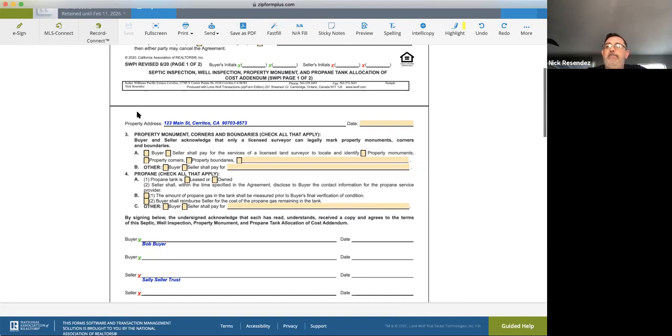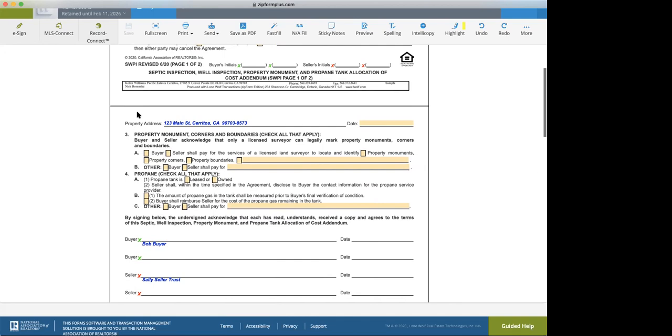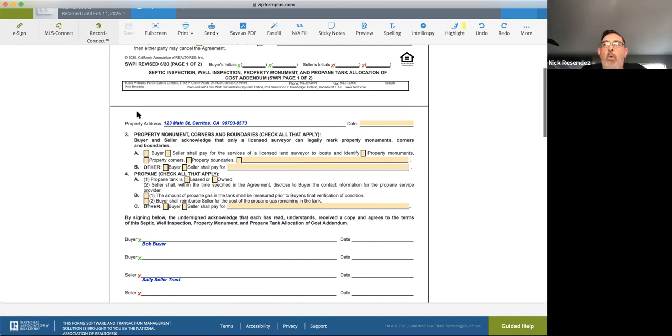Okay. Next, number 3, property monument, corners, and boundaries. Right. So sometimes you're going to sell, this will be pretty rare, but you may sell a piece of property that has monuments that say where the lot lines are. And it could be things like a river or a lake or the big oak tree down the road or whatever. So at the end of the day, what it says here is that everybody needs to acknowledge that only a licensed surveyor can mark monuments, corners, and boundaries.